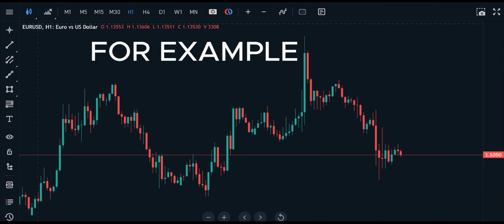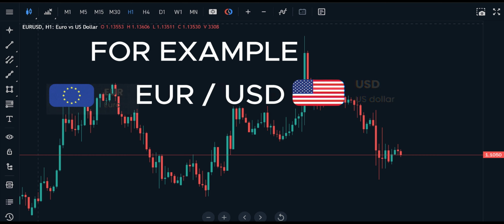For example, if the Euro USD, for argument's sake, the price is 1.1050 and moved up to 1.1051, that 0.0001 USD rise in value is 1 pip, which is only a fraction of the price movement.